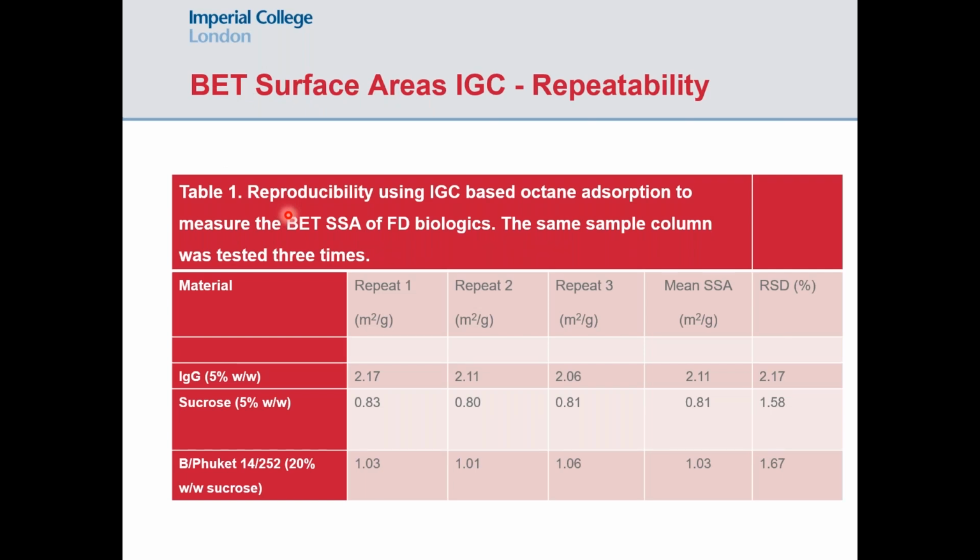So this just gives you some idea on the repeatability. These are 3 of the samples here, and they vary from about 2 to about 1 meter squared per gram. This is the same column repeated. So you put it in the machine 3 times, typically errors between 1 and 2%. That's a repeatability measurement, which is of course only one measurement of relevance, but it's certainly a useful measurement.